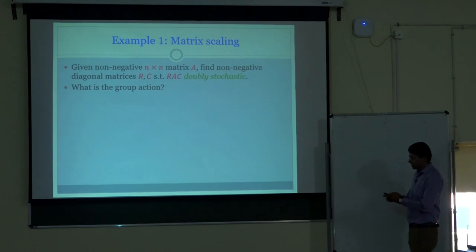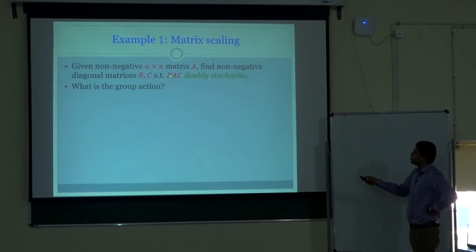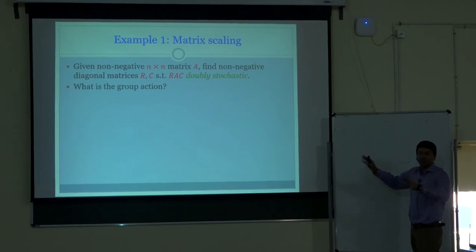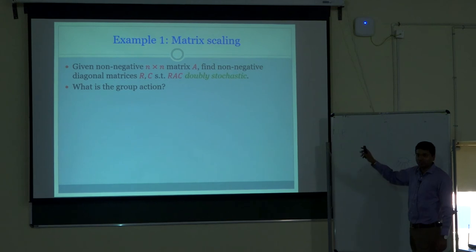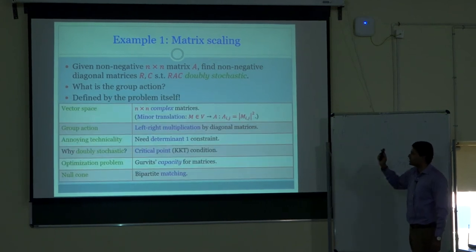I'll give the example. So in matrix scaling, what is the group? The group is invertible matrices multiplying on left and right. This is a group. When you write the minimum norm optimization in this group, you get matrix scaling. Okay? So this you can believe, and it's a good exercise to try.